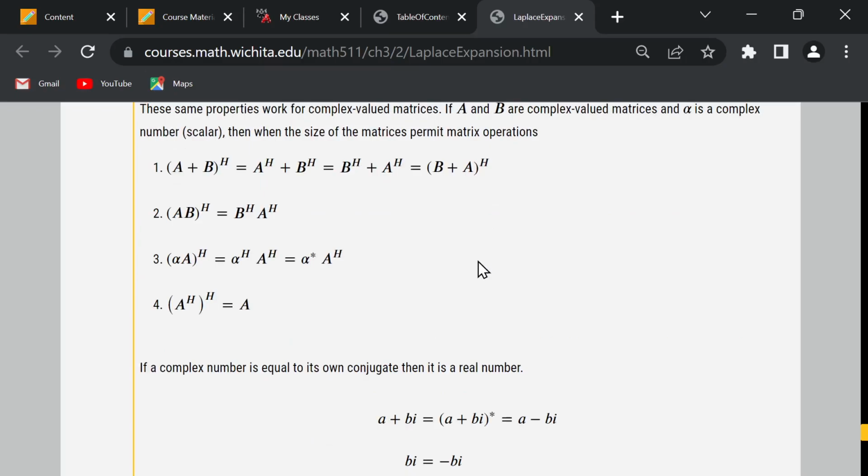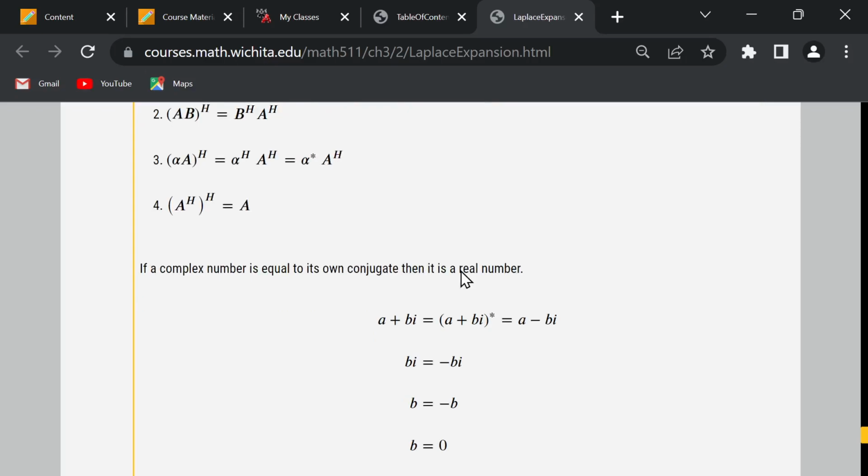A plus B, the Hermitian of the sum of two matrices is the sum of the Hermitians, and it commutes. But remember, transpose reverses the order of the multiplication. So if you want to bring conjugate transpose inside the parentheses, you have to reverse the order of the multiplication because we're transposing. But of course, that doesn't work with scalars. And the Hermitian of the Hermitian is the original matrix, because the conjugate of the conjugate is the original number, and the transpose of the transpose is the original matrix.